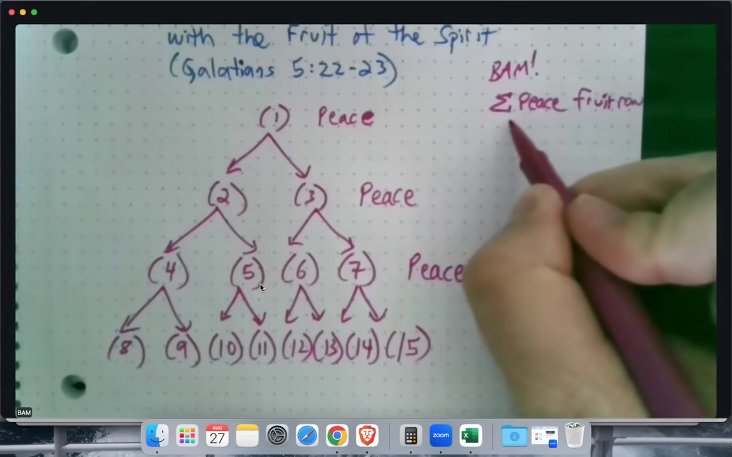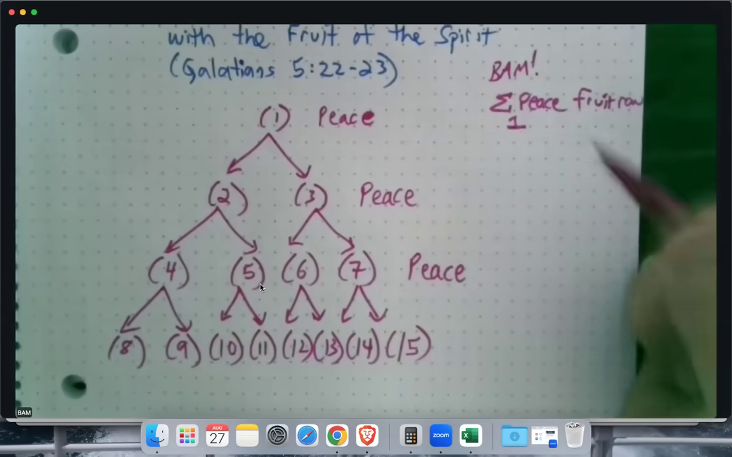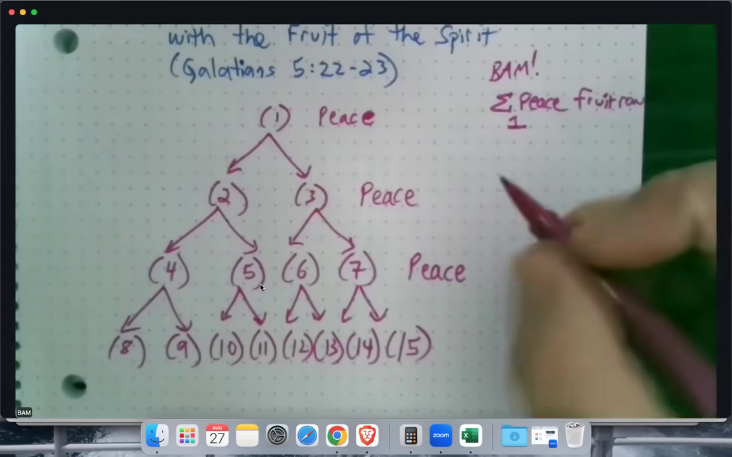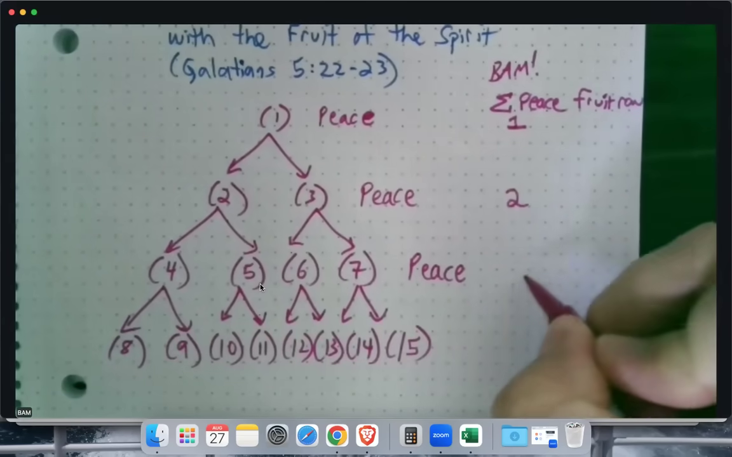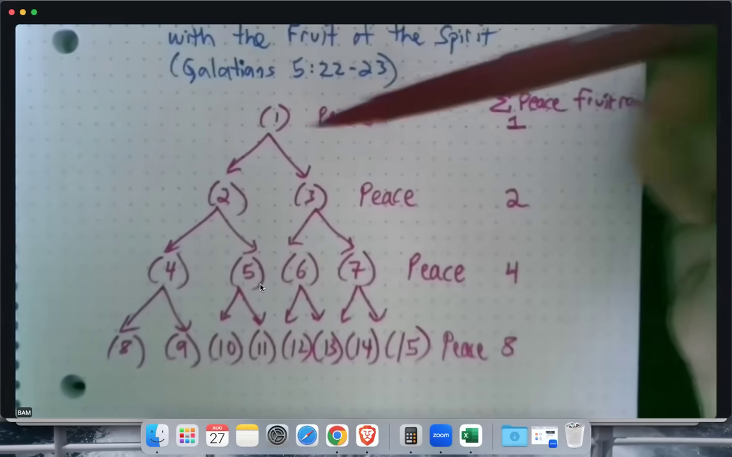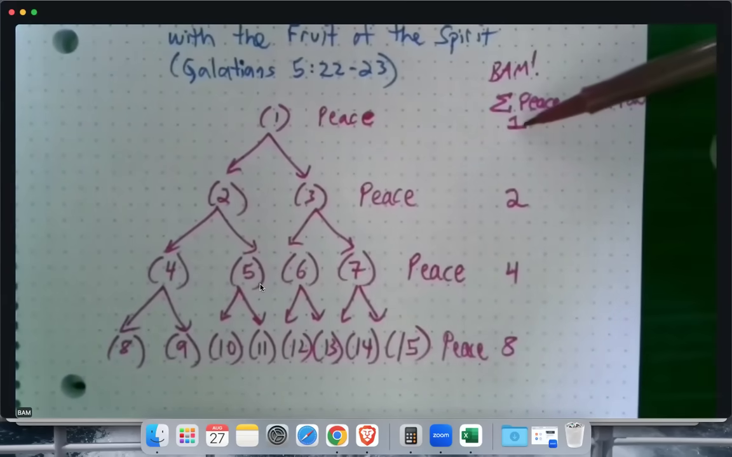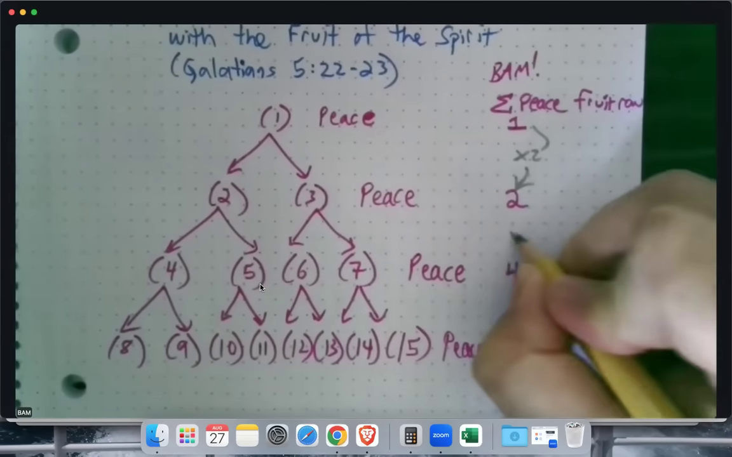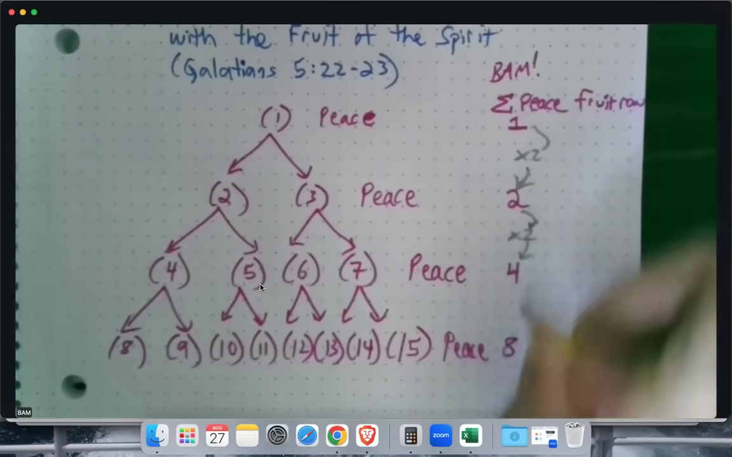We have 1. So that's a capital sigma that's often used for sum. We have 2, 4, and 8. So every generation, the total gets multiplied by 2 for the next generation. Times 2, times 2.